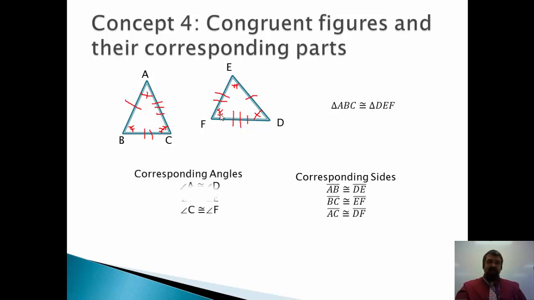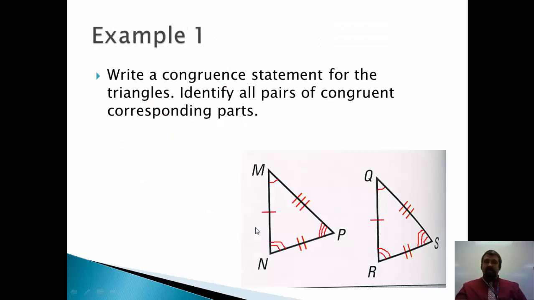And here's just it written out in 4 words, or 4 letters. I didn't actually need the picture here to say this down here. For example 1, I ask you to write a congruent statement for the triangles and identify all pairs of corresponding congruent parts. Go ahead and try that real quickly.